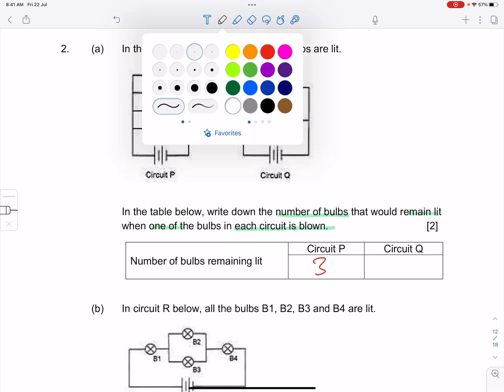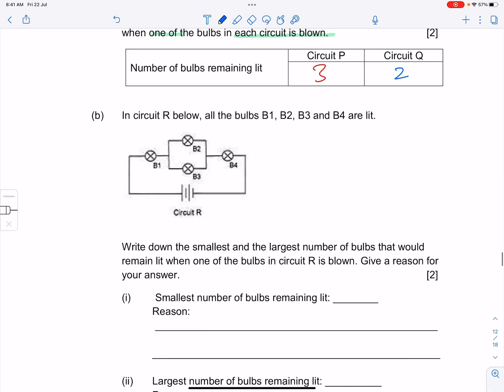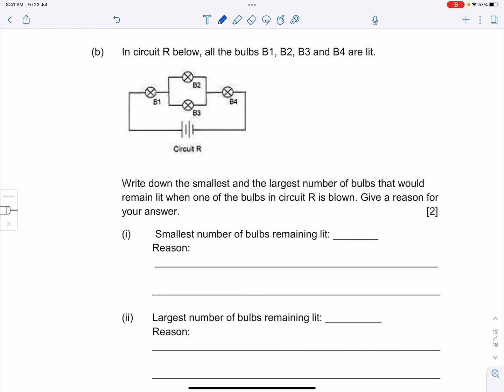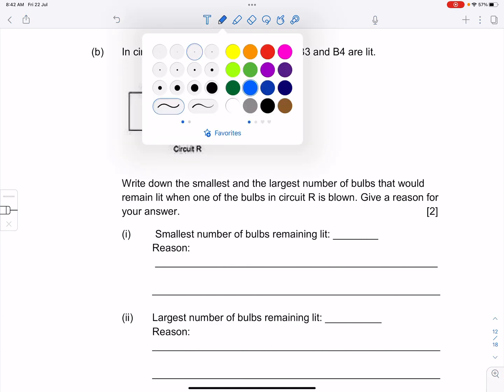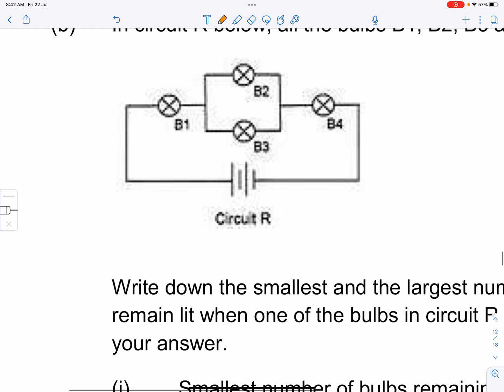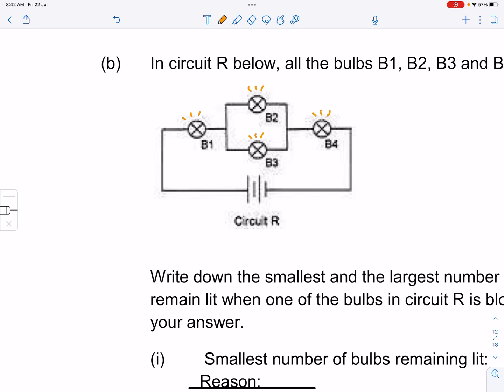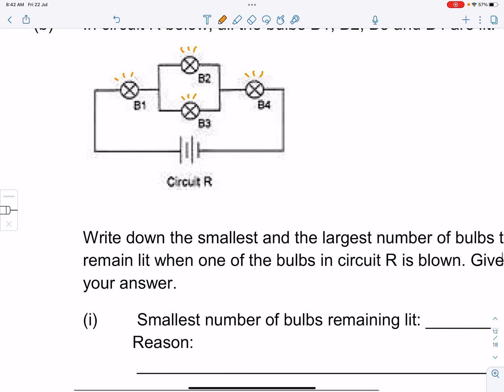Okay? So answer 2. Now, in circuit R below, all bulbs, B1, B2, B3, B4 are lit. Now, in exam, to show that it's lit, this is for me personally, you can choose not to, but I prefer to actually draw 3 lines to show that they are lit, so that I know they are working. Okay, and use pencil please so that you can erase, because sometimes you need to trace more than one time, or you need to make certain changes as the question develops.